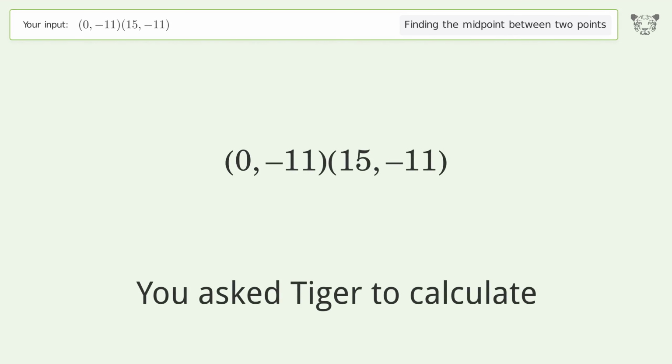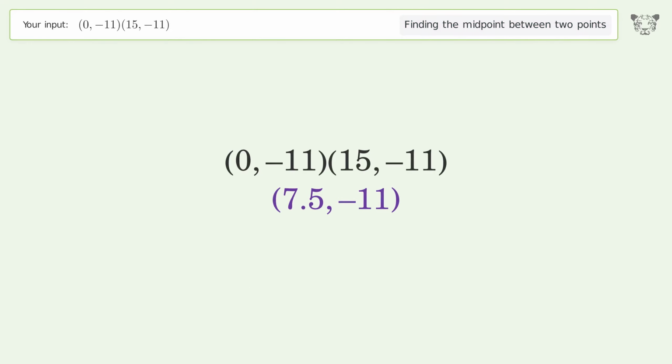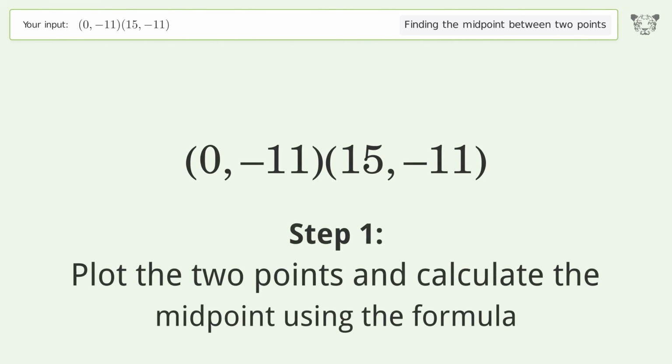You ask Tiger to calculate. This deals with finding the midpoint between 2 points. The midpoint between the 2 points is 7.5, -11. Let's solve it step by step. Plot the 2 points and calculate the midpoint using the formula.